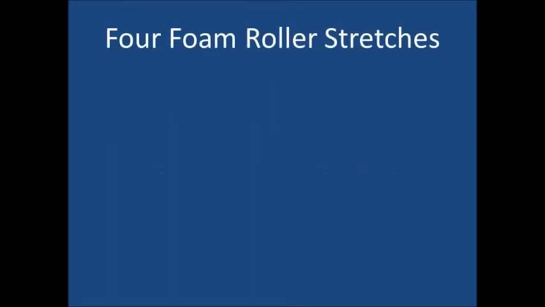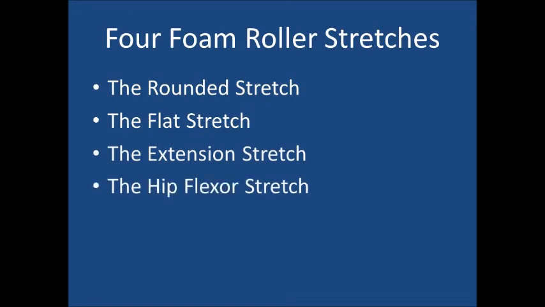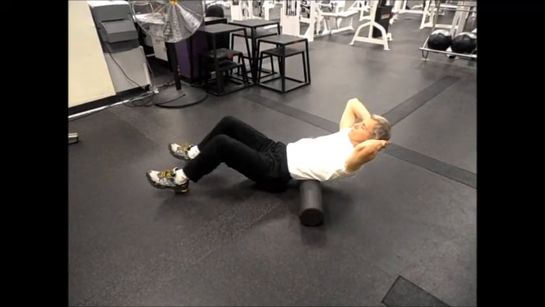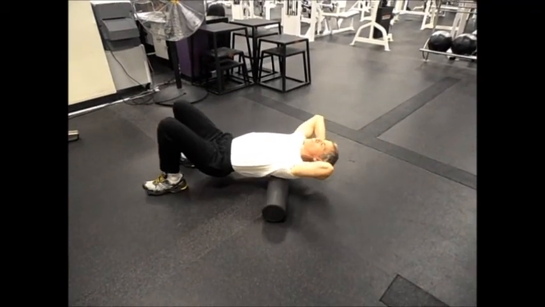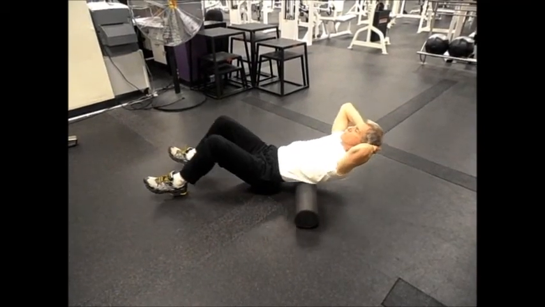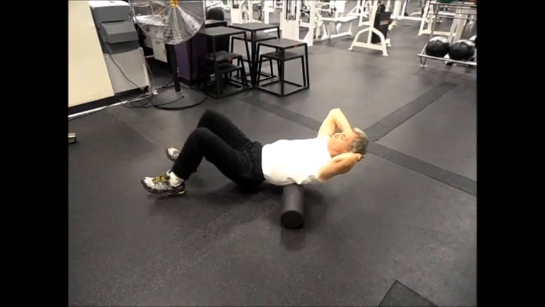The 4 foam roller stretches we will review are the rounded stretch, the flat stretch, the extension stretch, and the hip flexor stretch. The rounded stretch is performed by rolling from the upper rib cage and slightly curling up as you roll down to the lower rib cage. The hands support the back of the head at all times.